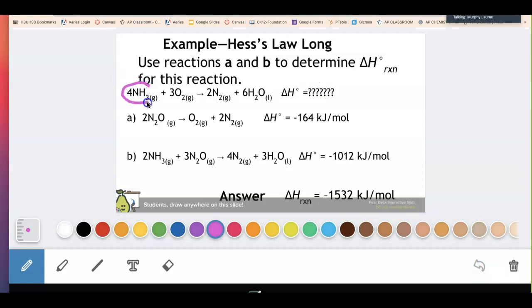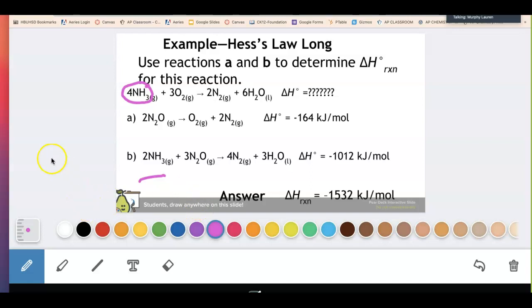I have 4 ammonia. First things first, which reaction for the ammonia am I going to look at? A or B? You got to find the ammonia. It's only in one spot. Where is it? B. Okay, perfect. So, is it on the correct side of the reaction arrow? Is it a reactant? Yes. Sweet. So I got one thing going for me. But there is a small problem, because my overall reaction has 4 ammonia and the one in B does not have 4. So I'm going to force it to be 4.